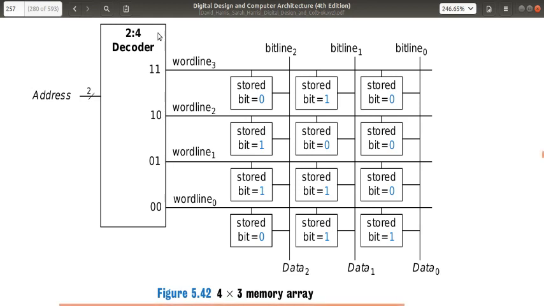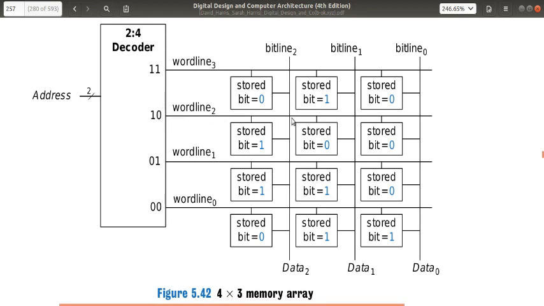Here there will be a decoder, and the address is given to the decoder. So what happens when you give an input to a decoder? Depending on the value of the input, one of the many output lines will be selected, right? One of the multiple output lines will be selected. Suppose here our input is 10. So that means this output 10 will be selected.